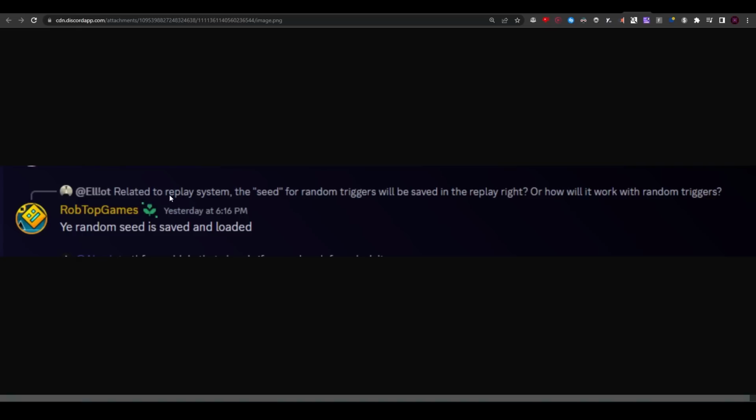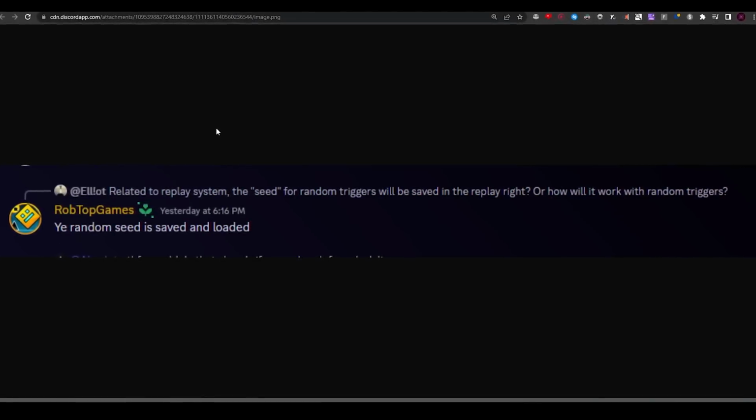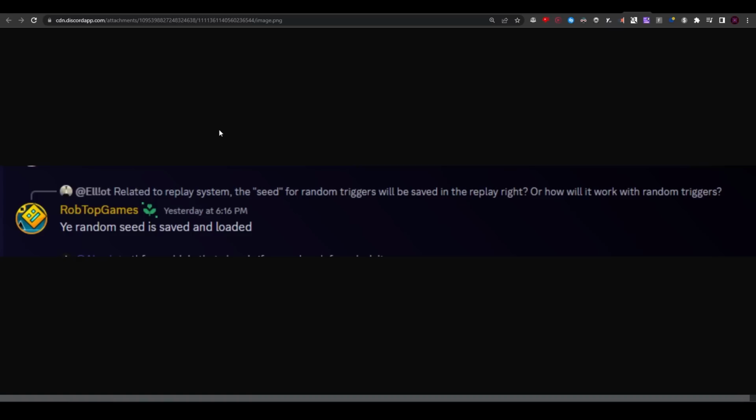So related to the replay system, the seed for the random triggers will be saved in the replay, right? And he says yes. And in case you didn't know, there is a random trigger in 2.2, and it basically activates random groups every time. And there is also a replay system which basically will replay your last attempt.